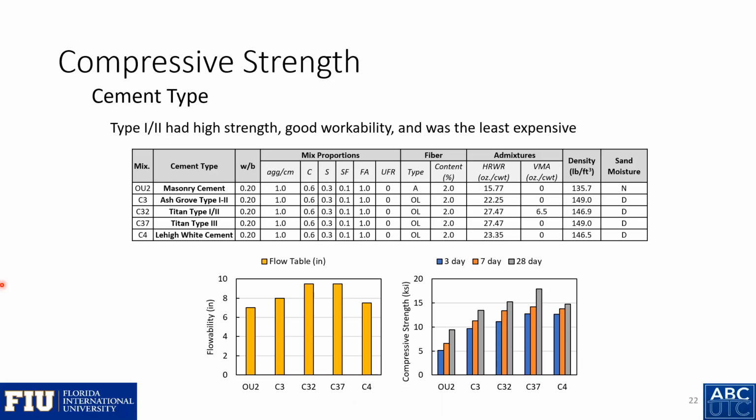In terms of cement type, Dr. Floyd mentioned this a little bit, but with cement type, we looked at 5 different types of cement, and generally we found type 1, 2 to give us good compressive strength and good working time. We found type 3 to give us a higher strength and higher early strength, but it decreased our working time.